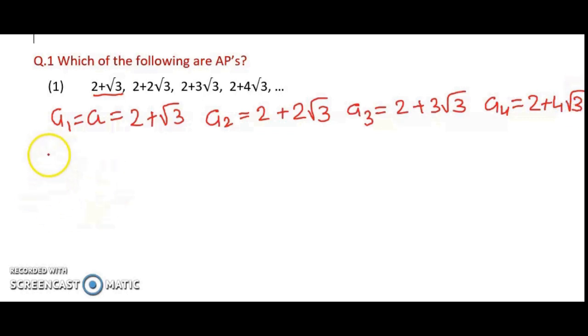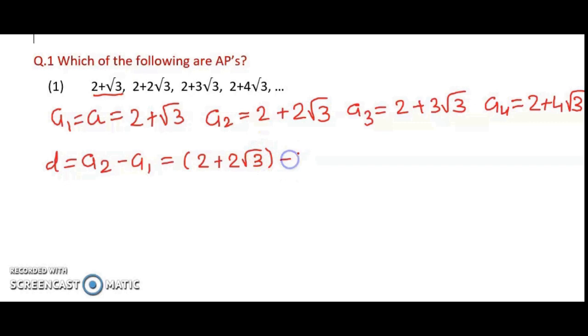Now let's see the difference between consecutive numbers. First of all, let's find the difference between the second term and the first term. You can see the second term is 2 plus 2 root 3 minus the first term, 2 plus root 3. If you do the subtraction here, 2 minus 2 will be cancelled out, and here 2 root 3 minus root 3. So you'll get the answer root 3.